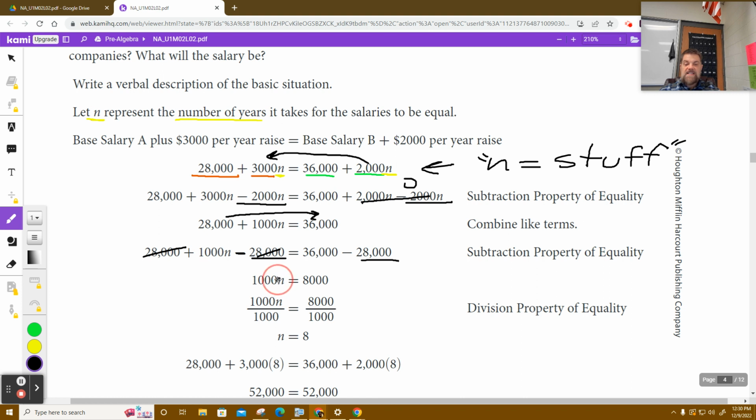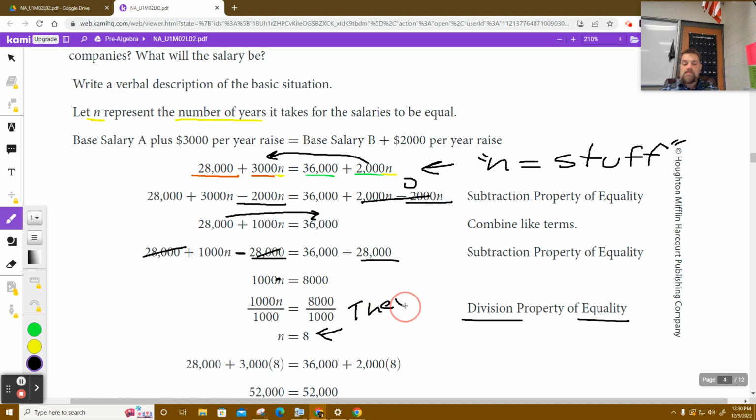This is the last step always, removing the coefficient. 1,000n means 1,000 times n, so we do the opposite, which is divide. Whatever you do on one side, you have to do to the other, so you get n equals 8. So if I say n equals 8, what does that mean?